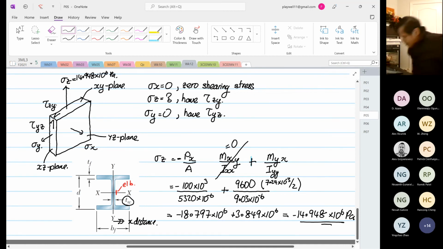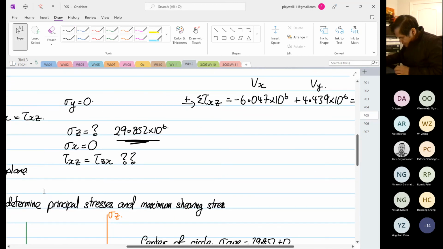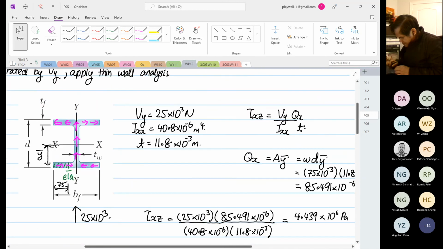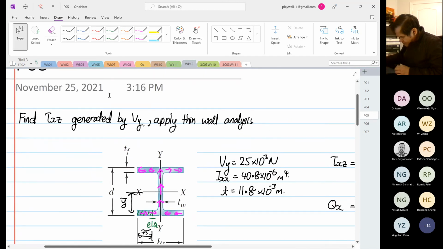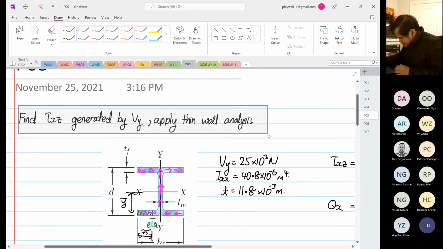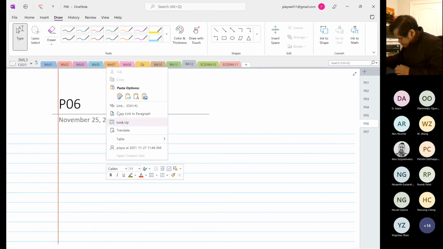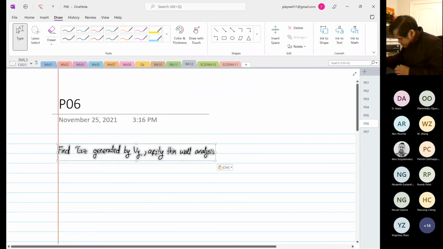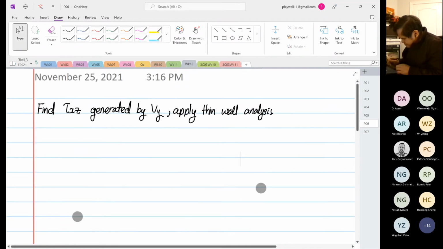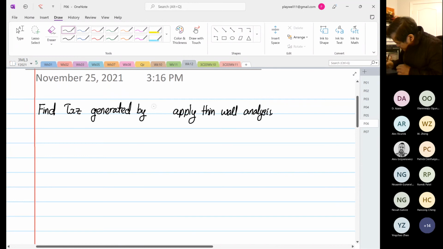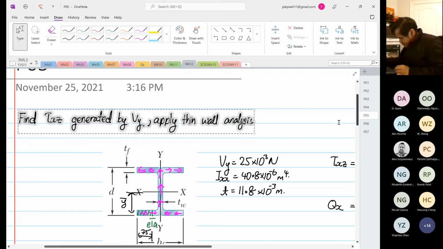Okay, and then next we are going to find out our shearing stress. Hold on. We're going to find our shearing stress due to Vx first. Okay, so this is Vx. Then I'm going to copy the diagram across.